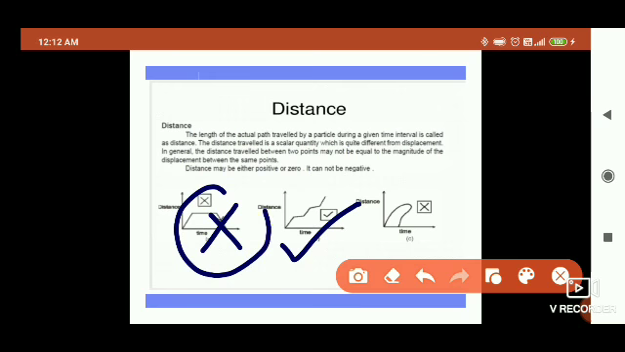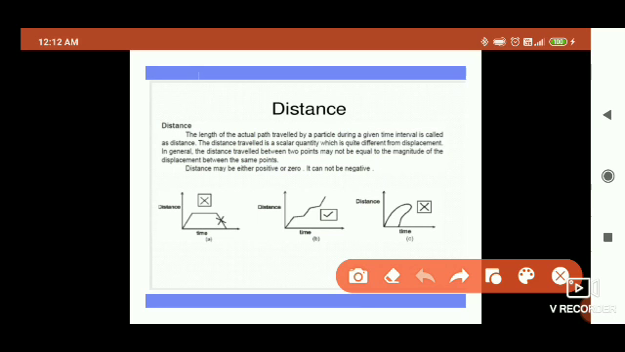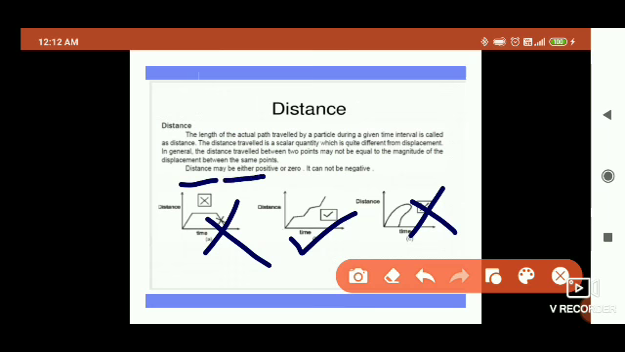The previous graph cannot be considered a distance-time graph. Why? Because here the distance is decreasing. Distance can never decrease. Here, yes, because distance is increasing. The graph shows an increase. Yes, the distance can increase with time. Here also it cannot be considered a distance because again it's decreasing. So a distance can never decrease. Distance may be either zero or positive, but it can never be negative.